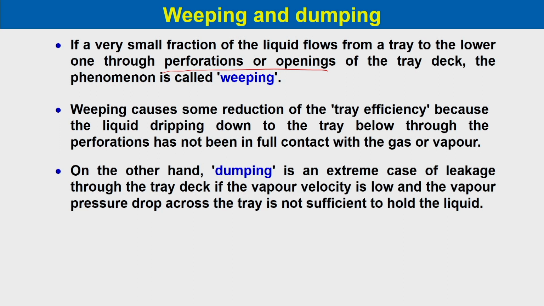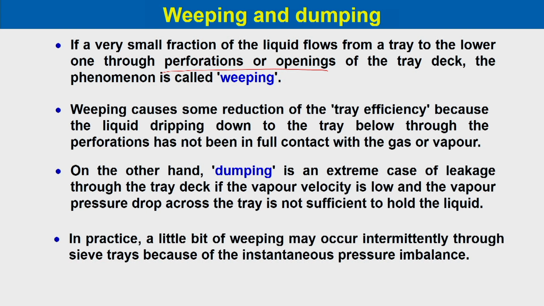On the other hand, dumping is an extreme case of leakage. If the liquid coming from the tray perforations is huge or extreme, then we call it dumping. It happens when there is a very low vapor flow rate and the vapor pressure drop across the tray is not sufficient to hold the liquid.